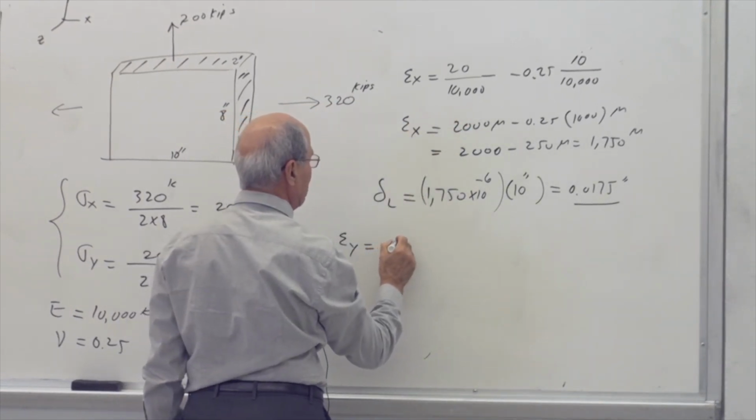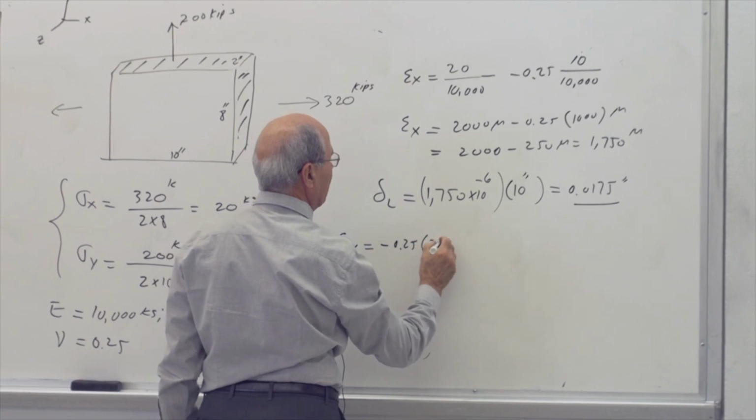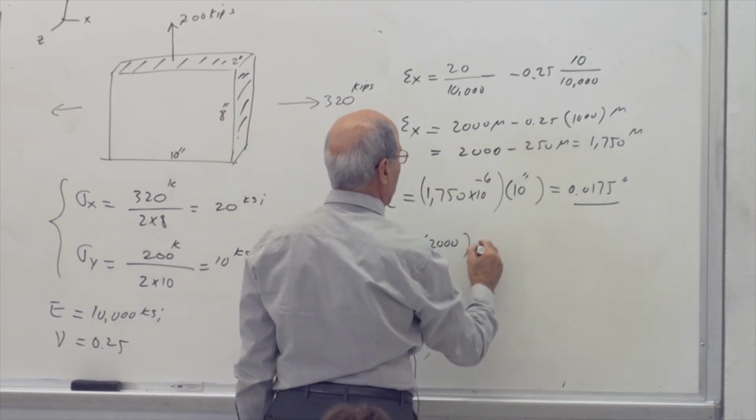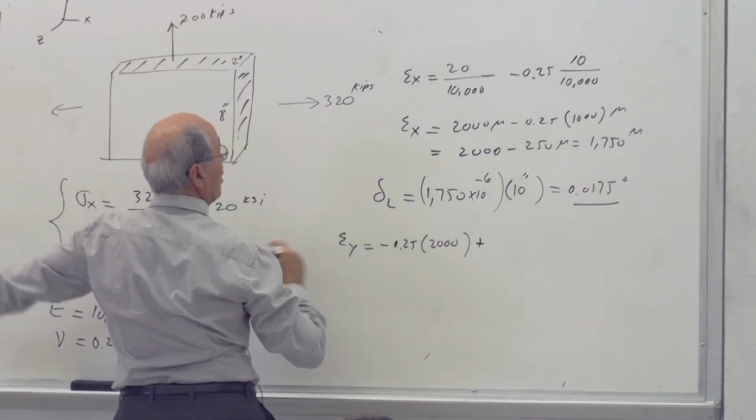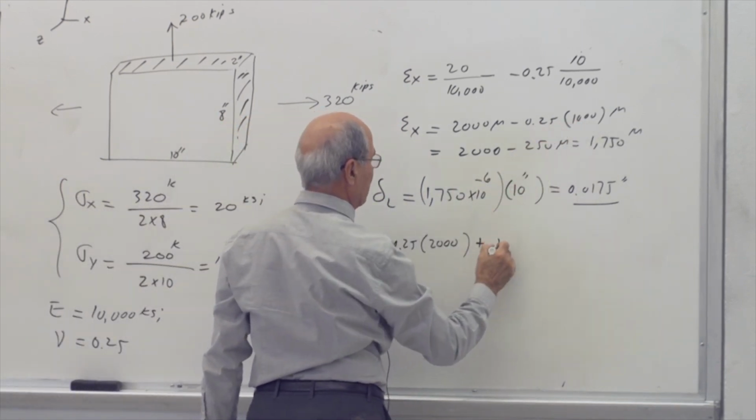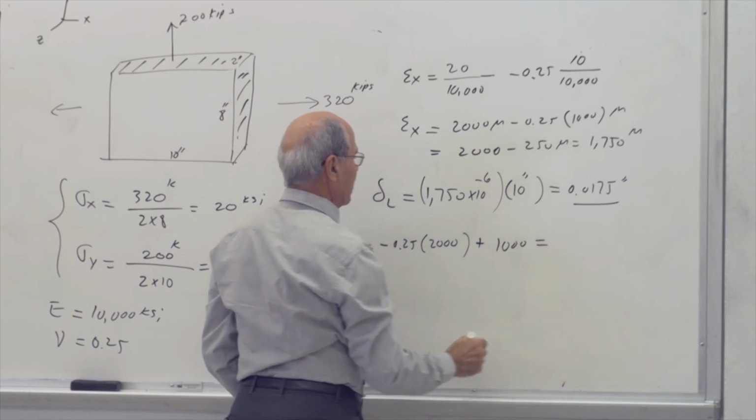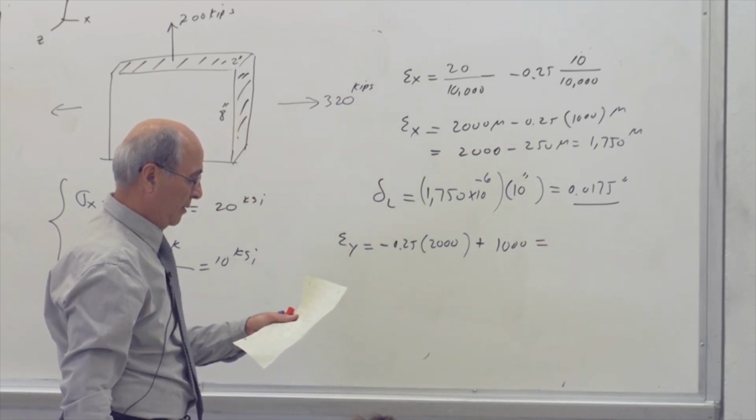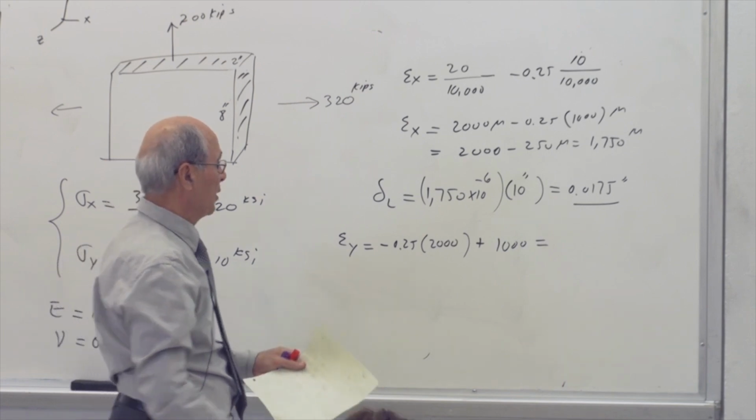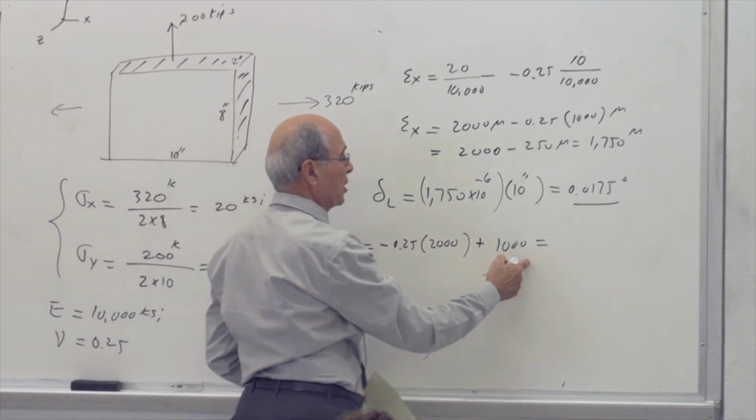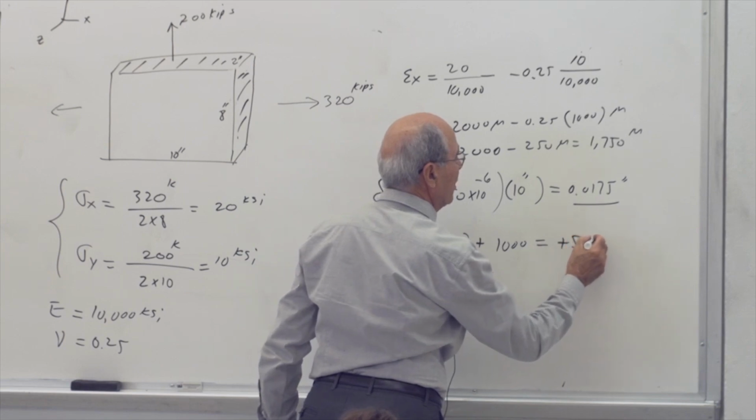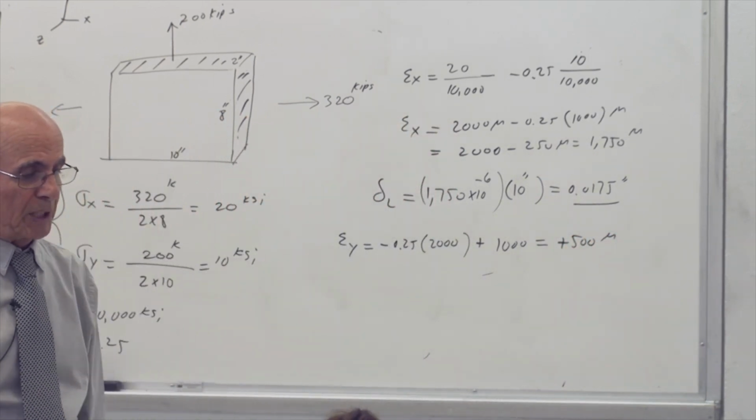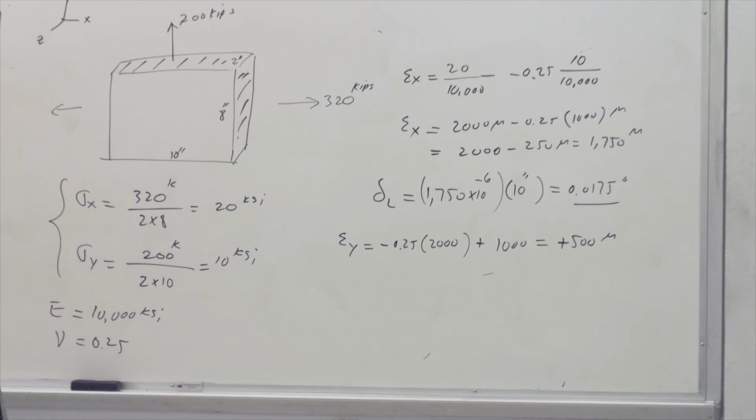So it is minus 0.25 times 2000. And then this one becomes plus sigma y over E. Sigma y over E is 1000. So this becomes 1/4 of that, which is 500. So this becomes minus 500, and this becomes plus 1000. So we end up with plus 500 micro. So in the y direction, we also have expansion of 500 micro.